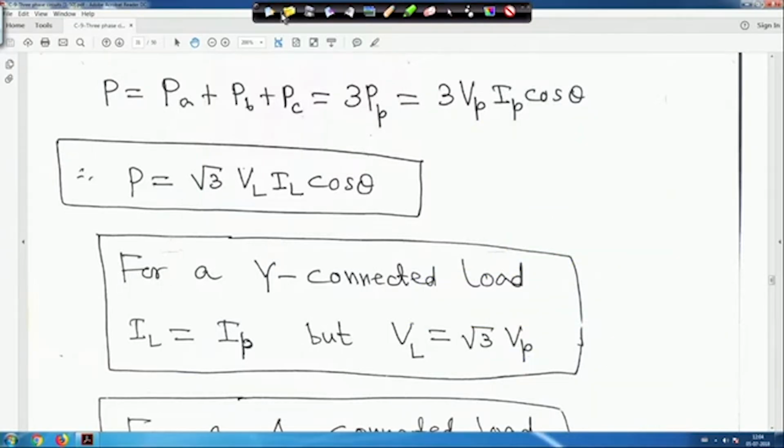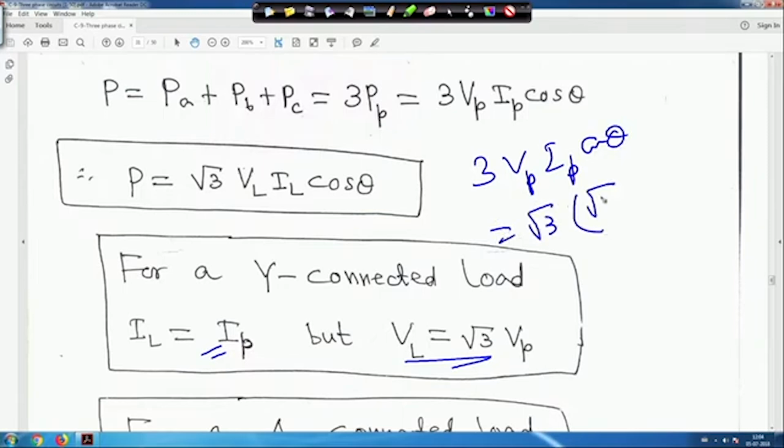That's why for a star connected load, it can be written as IL is equal to IP and VL is equal to root 3 Vp, so the power is actually 3 Vp Ip cos theta. This can be written as root 3, then in bracket root 3 Vp, right, into Ip, then cos theta.